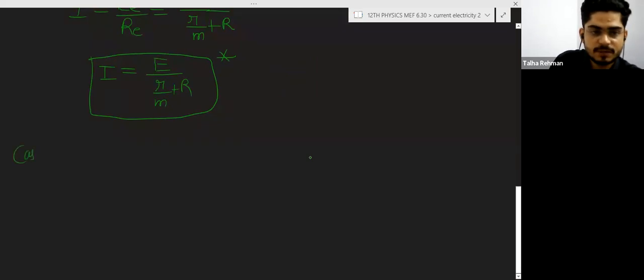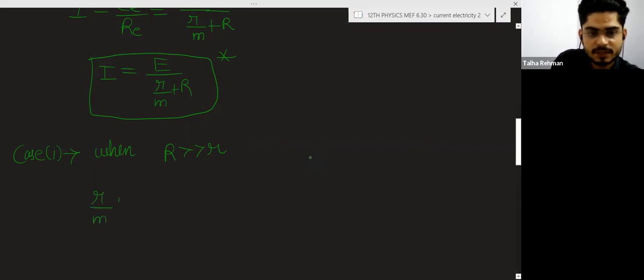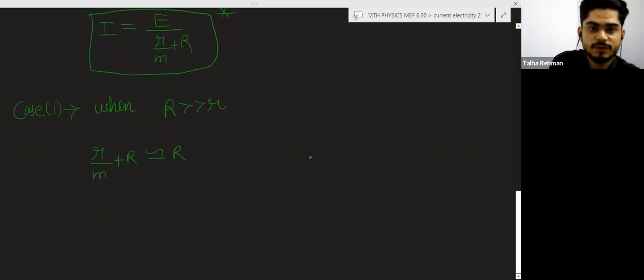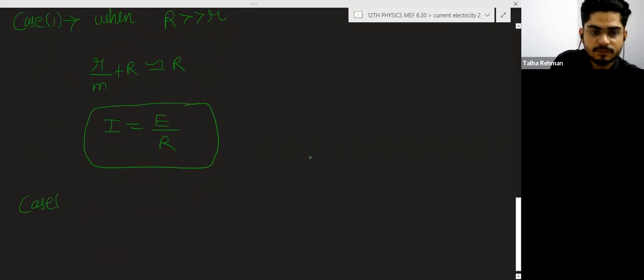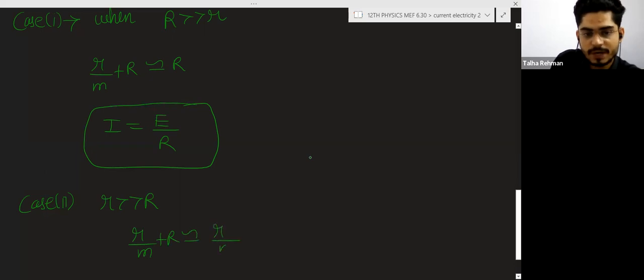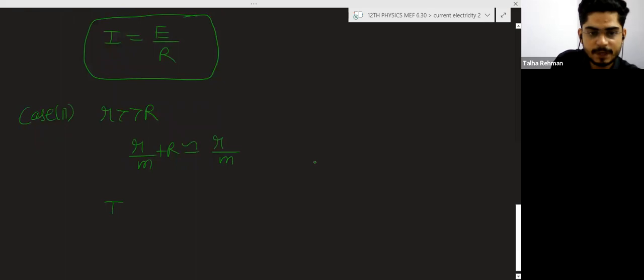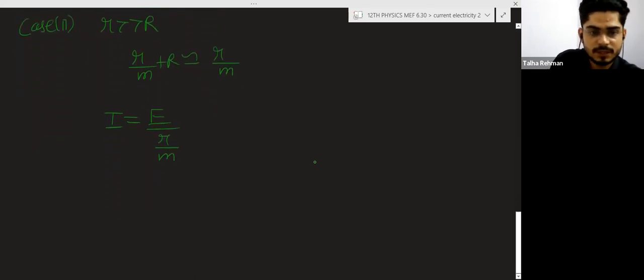Now we will take case 1. When capital R is much greater than small r, then you can write r by M plus R as R, and you will have a current of E divided by R. Case 2, when small r is much greater than R, then you can write r by M plus R equal to r by M. Then you will have a current of E divided by r by M, and the answer is I equals M E divided by r.